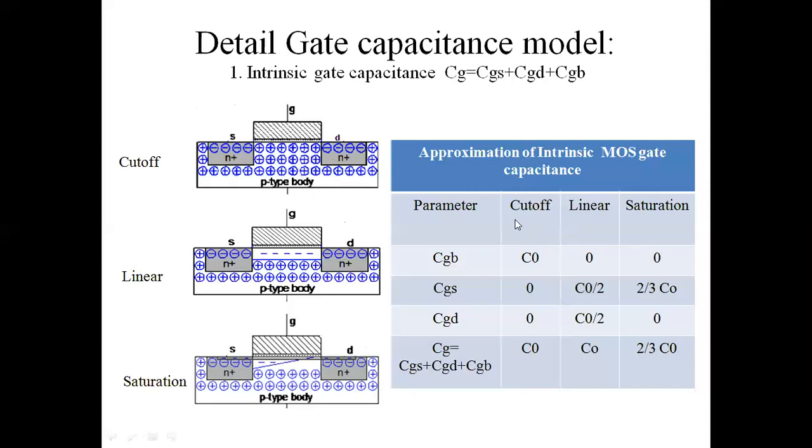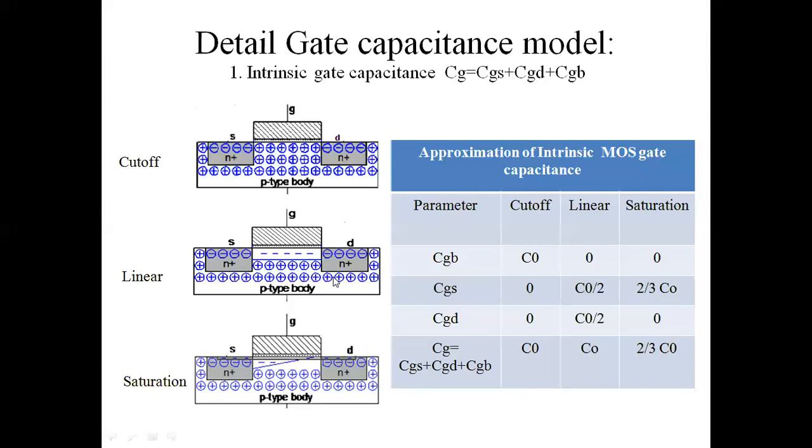You can see that in the cutoff region, only CGB is present, and CGB's value is given by CO, the cutoff capacitance. Why is this so? Because no channel is present, the gate terminal acts as one conducting plate, the body terminal acts as the second conducting plate, and they are separated by the oxide layer. So a capacitance is formed, and this capacitance is given by CO. So in the cutoff region, only one capacitance is present, that is CGB.